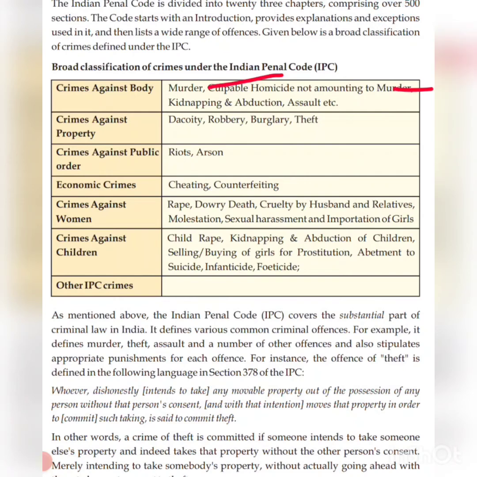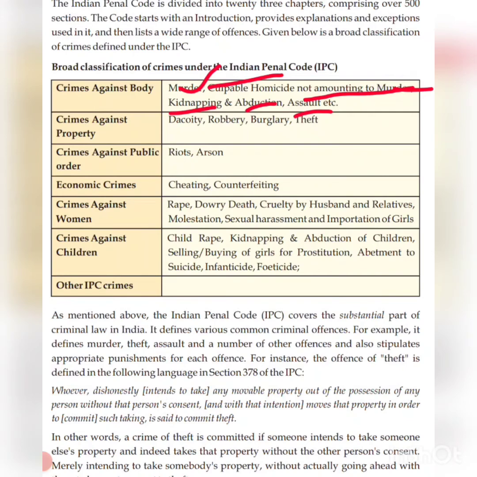Kidnapping, abduction. Kidnapping you already know; abduction is when we persuade someone and take them away. Assault is hitting someone. In murder only one person will die, so that is against the body. Culpable homicide not amounting to murder, this also is a very grave injury to the person. Grave injury is also a crime that also will be against the body.